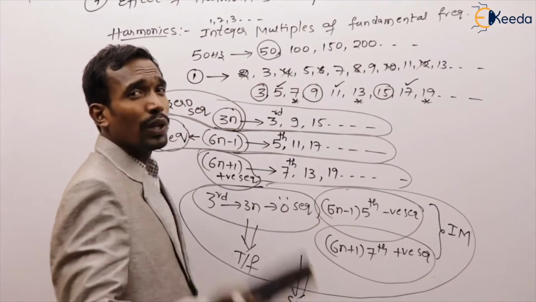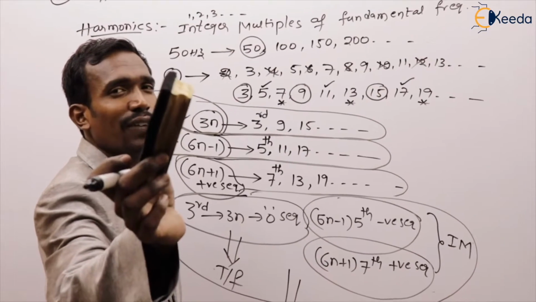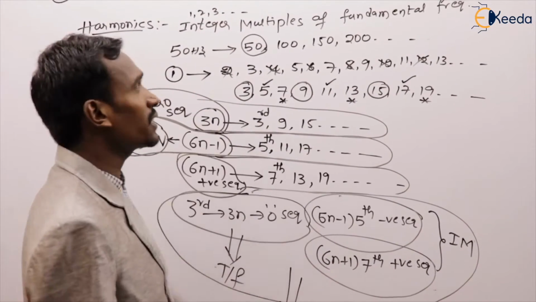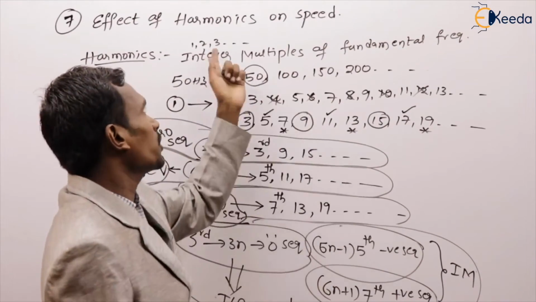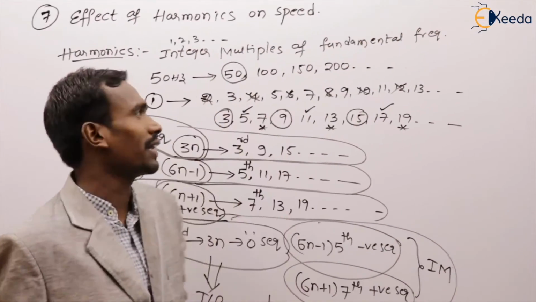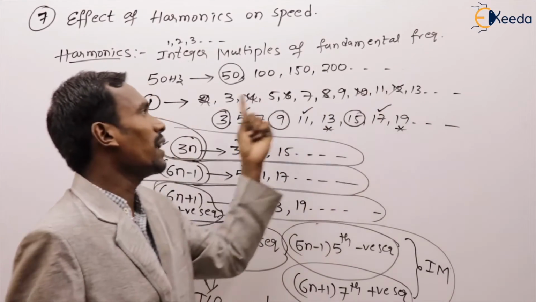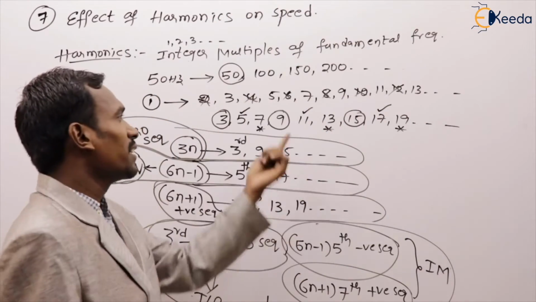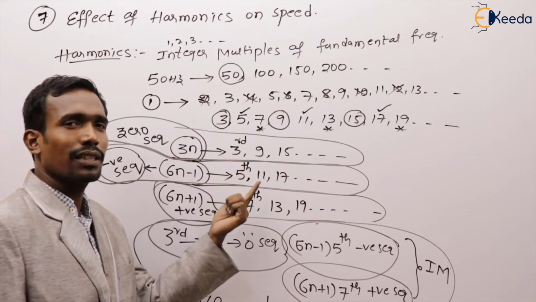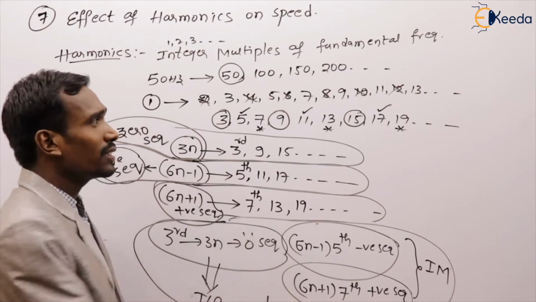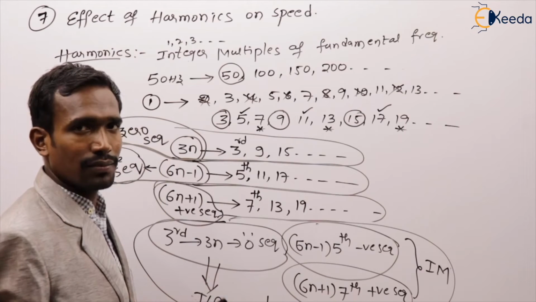What is the definition of harmonics? Integer multiples of the fundamental frequency. What is an integer? 1, 2, 3, 4, 5, 6, 7, and so on. Positive sequence harmonics are eliminated. Negative sequence harmonics are divided into three groups: triple N, 6n minus 1, 6n plus 1. This is simply about harmonics.